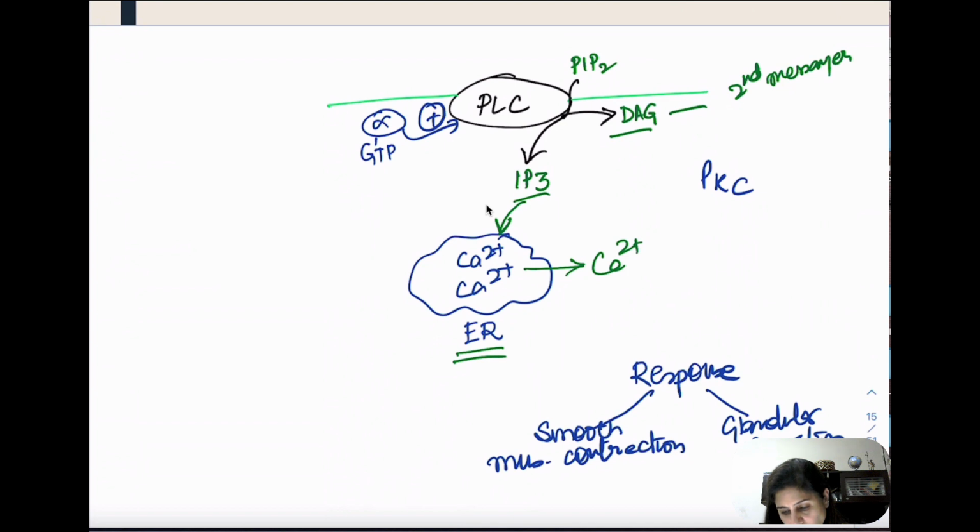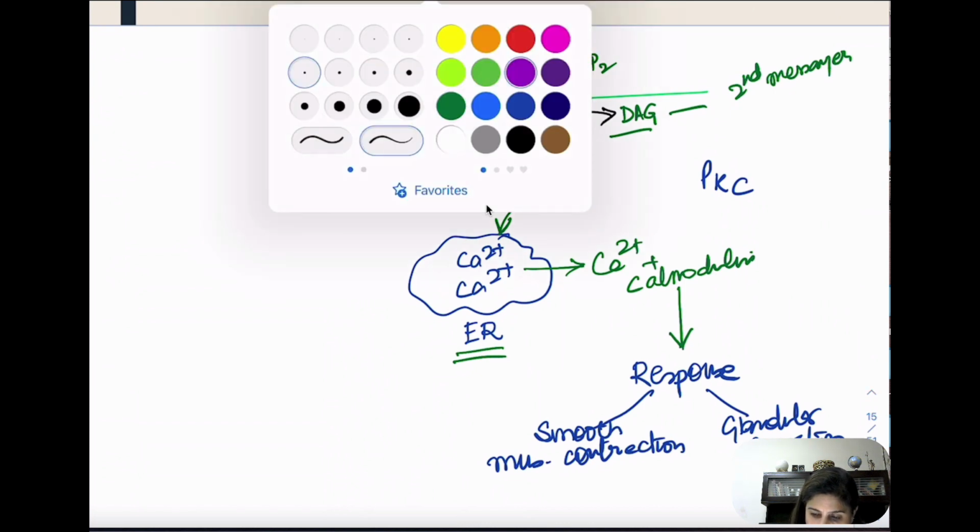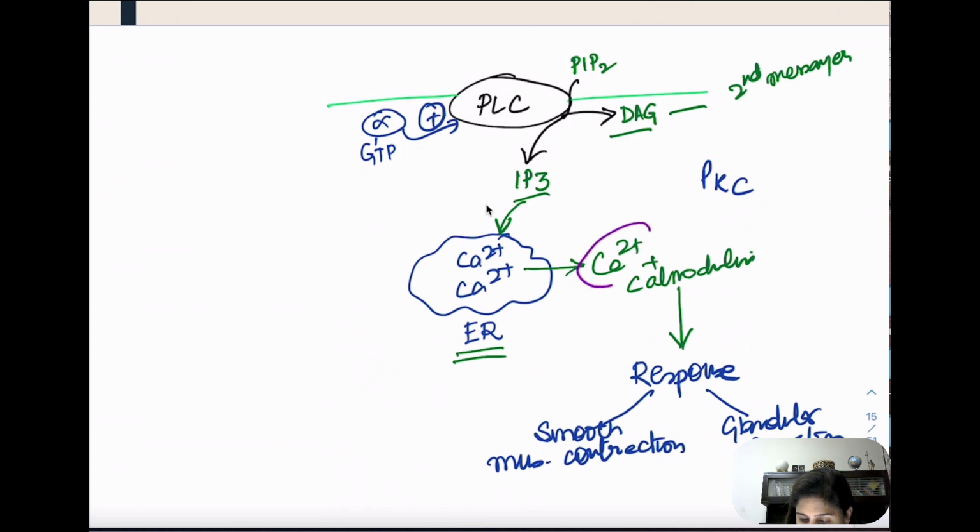Now this calcium is going to combine with calmodulin, which is present here. And when the calcium calmodulin complex is formed, it would lead to a response in the form of smooth muscle contraction, and if these are glands, it leads to glandular secretion. So these kinds of responses are going to occur. Here I would like to stress that this calcium, we many times also call it the third messenger. So here we have three messengers.